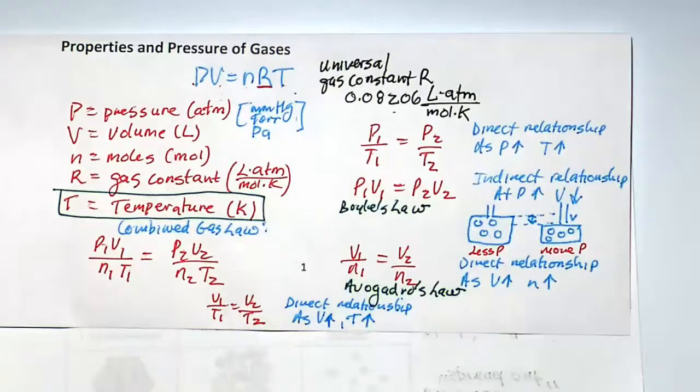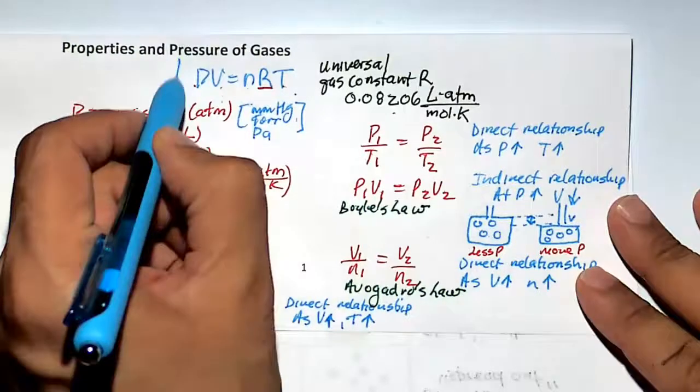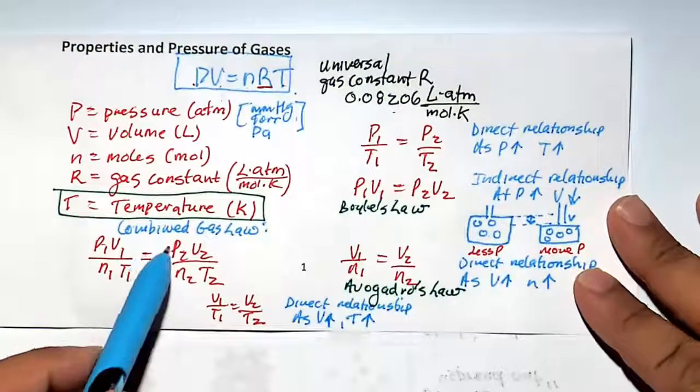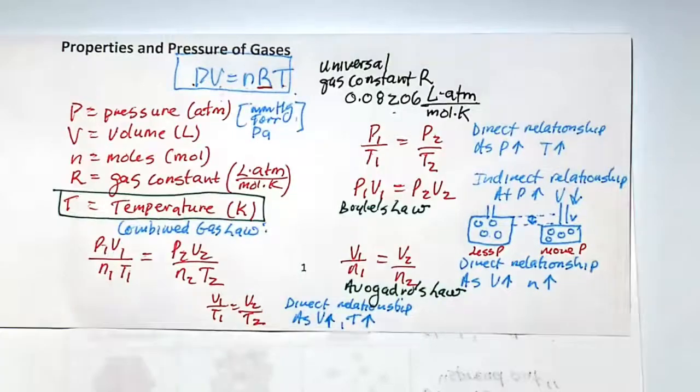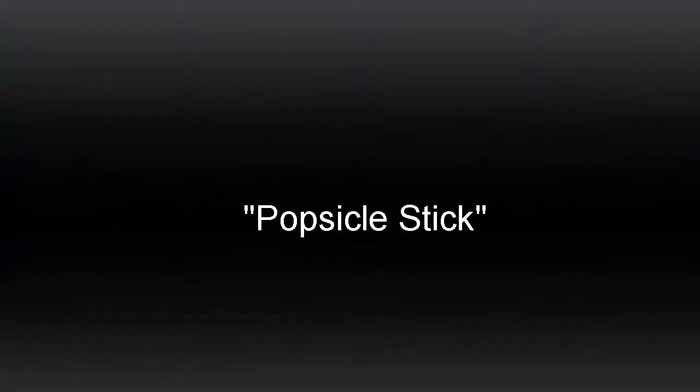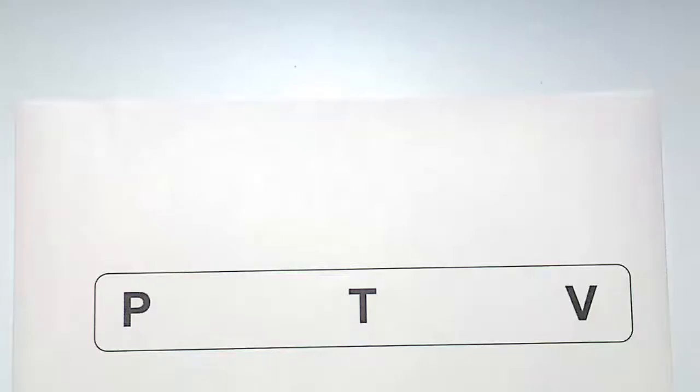So you should know what is a direct relationship versus an indirect relationship. And you should know the ideal gas law. Probably the most important thing is that the temperature has to be in Kelvin. See the relationship between pressure, volume, and temperature by utilizing this popsicle stick figure.